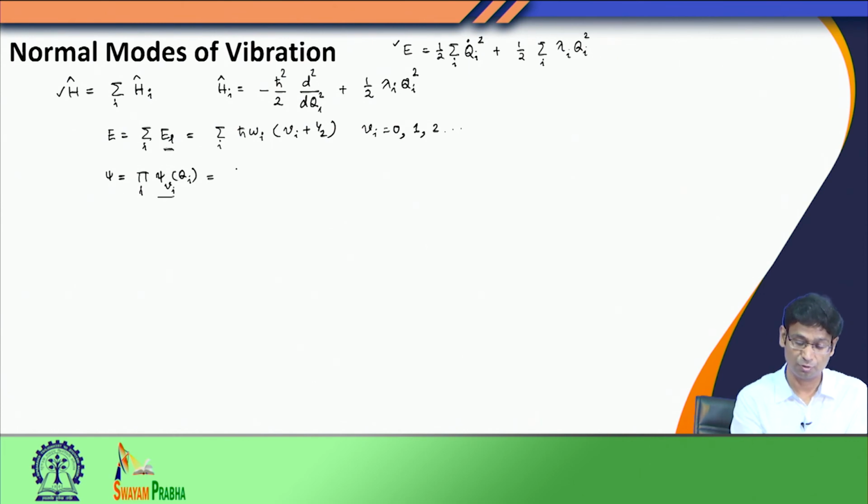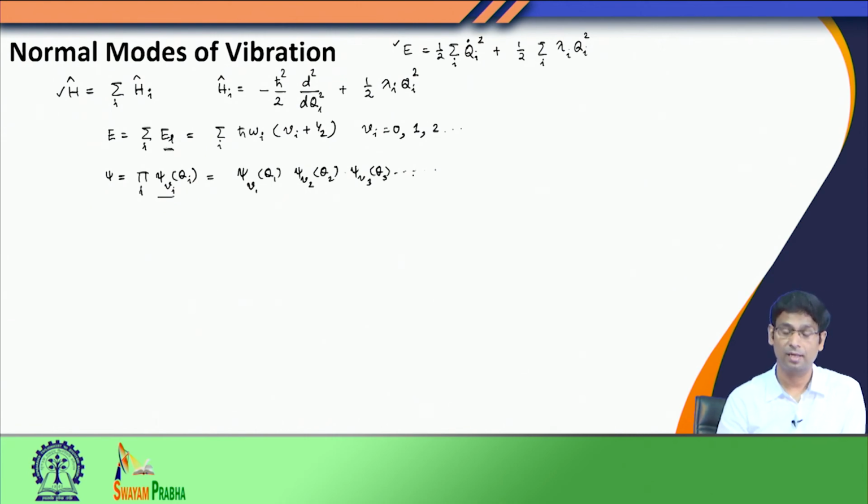So, for example, just to expand it, I have psi_v1 as a function of q1, psi_v2 as a function of q2, psi_v3 as a function of q3, and so on and so forth. Depending on how many modes I have, I will have that many terms in this product, where q1, q2, q3 represent the normal modes, and v1, v2, v3 represent the vibrational quantum number corresponding to that particular normal mode.